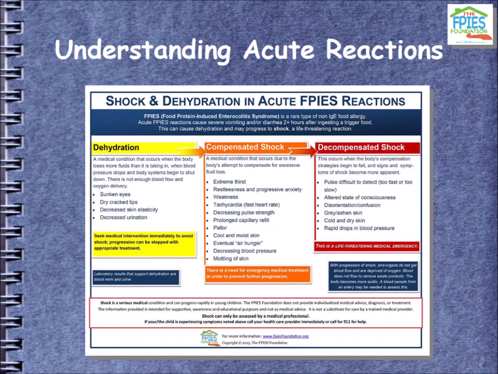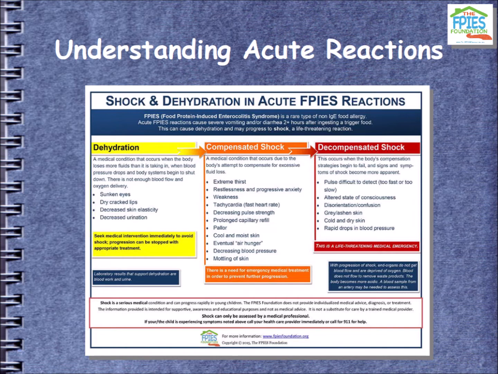As you may have already presumed, when a child is throwing up that much or having diarrhea, this can, of course, lead to dehydration. Dehydration can be seen quickly with an acute FPIES reaction, and it's really important that this be addressed. Dehydration is a medical condition that occurs when the body loses more fluids than it is taking in. When the blood pressure drops, body systems can begin to shut down. There's not enough blood flow and oxygen delivery going on.